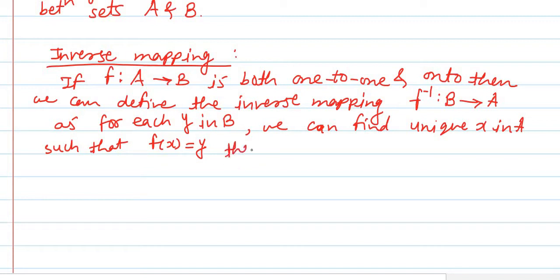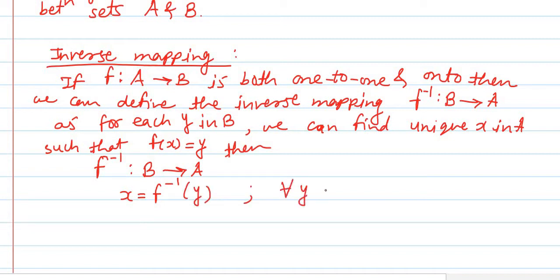Then we have a mapping f inverse, denoted by this symbol, from the set B to A, defined by the equation x equal to f inverse of y, for every y belonging to the set B. From this definition it is clear that if f is a one-to-one correspondence between A and B, then f inverse will also be a one-to-one correspondence between A and B.